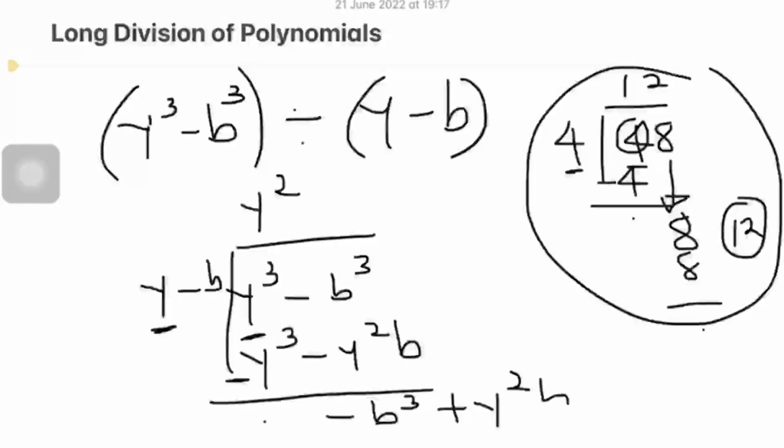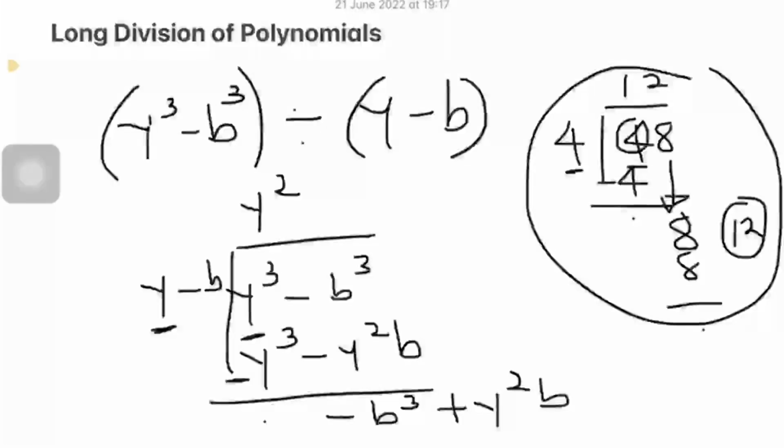y squared b, right? Now, from there, the outside polynomial is y minus b, it remains the same. But now our new polynomial is minus b cubed plus y squared b. The two of them, b cubed and y squared b, have something in common, which is b, right?